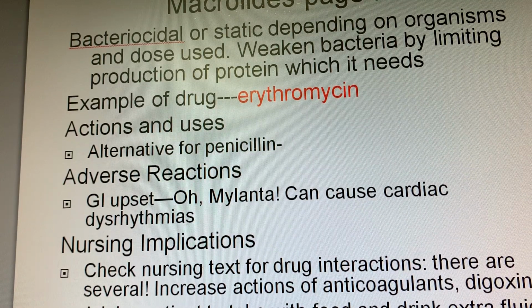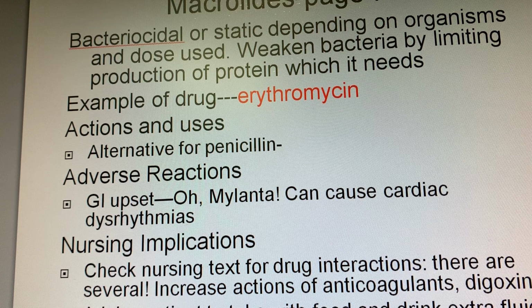The next category of antibiotic is a category called the macrolides. These are discussed in the text on page 74, and then they are the second antibiotic listed on table 5.2 on page 75. Macrolide antibiotics are bactericidal or static depending on which organism it's being used on and the dosage.